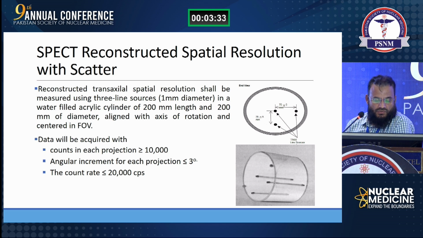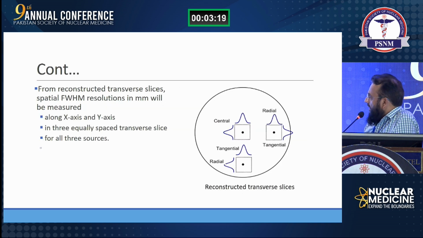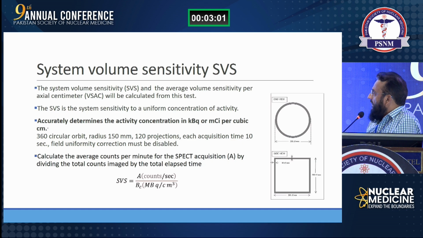Counts in each projection should be greater than 10,000. The angular increment for each projection should be less than 3 degrees. The count rate should also be less than 20,000 CPS to avoid dead time losses. This is the result of this test. The resolution in the central, tangential and radial directions for all 3 sources is measured, and then the average resolution in both planes is calculated from this data.